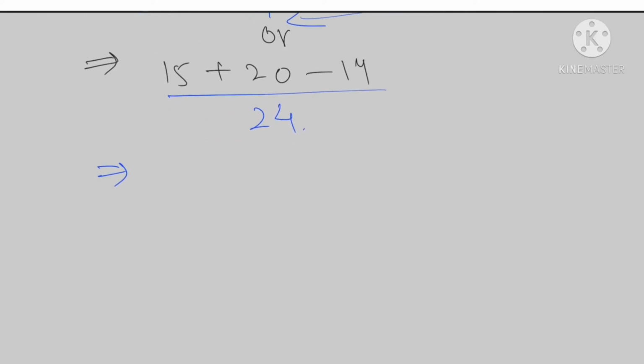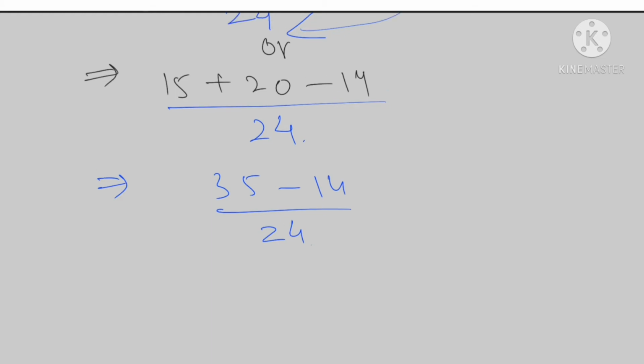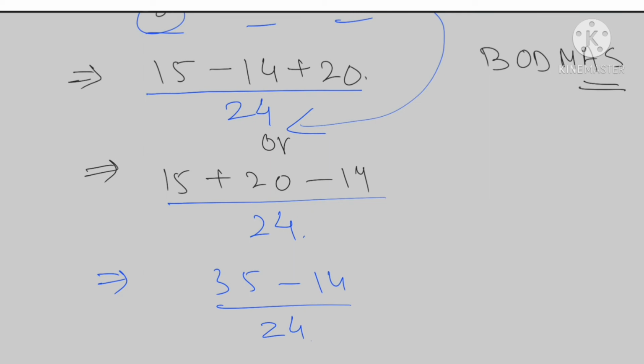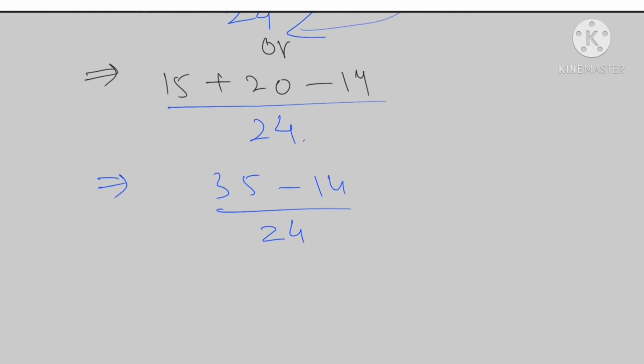Okay, so 15 plus 20 will give you 5/35 minus 14 by 24. See, if you want to make a complex sum simpler, we just have to bring the plus sign forward. The plus 20 came forward. That's it, nothing else. Okay, now 35 minus 14 will give you 21 by 24.